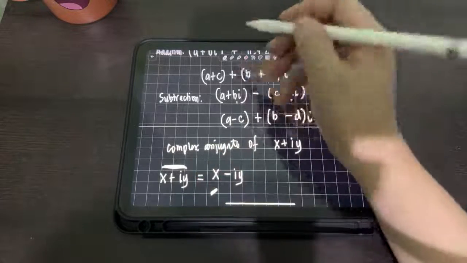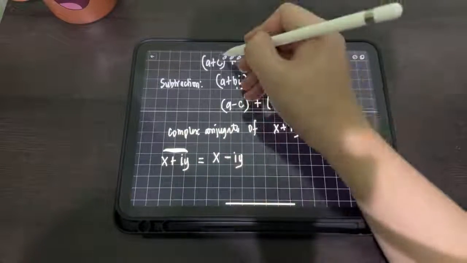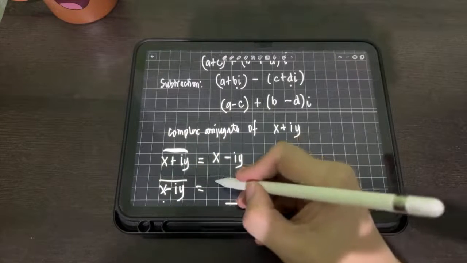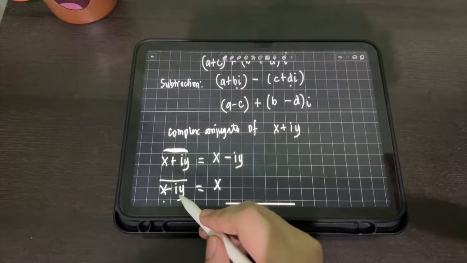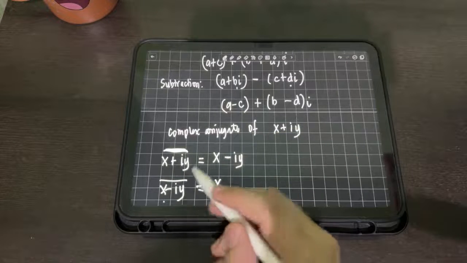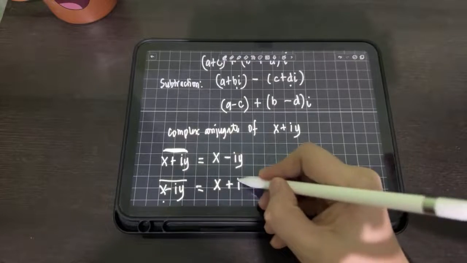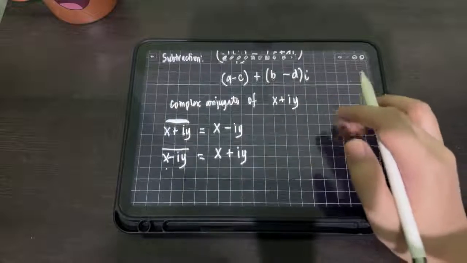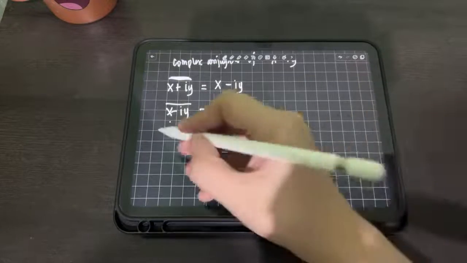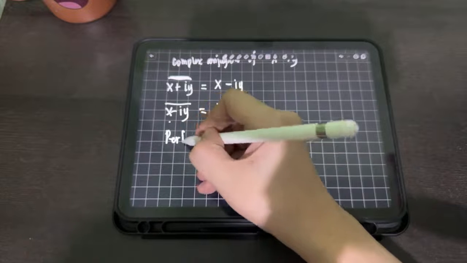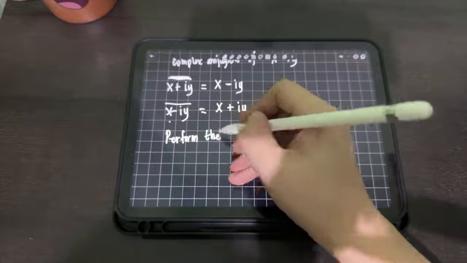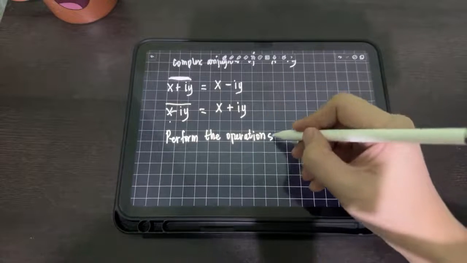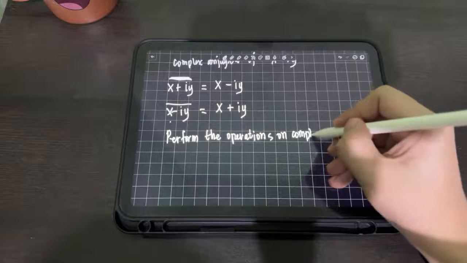Also, if we try to find the complex conjugate of x minus iy, again, you just need to copy the real part x. This time, the imaginary part is negative iy, so its additive inverse is positive iy. Okay, so let's solve some problems to illustrate how to add and subtract complex numbers. So we have to perform the operations on complex numbers.